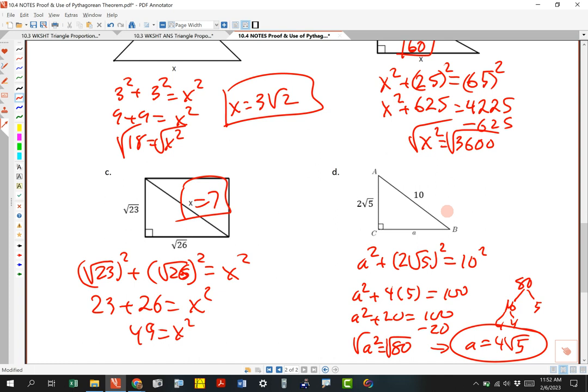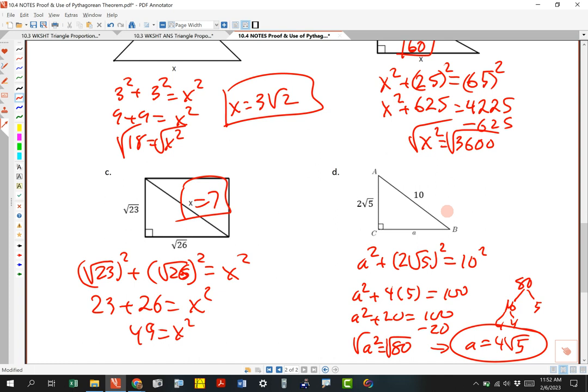I need the correct answer, not in decimal form. I need radical form. Crew, you think you got it? Yes. What do you think it is? 4 square root of 5. Luke, what do you think it is? 4 radical 5. Yeah, that's what I got.